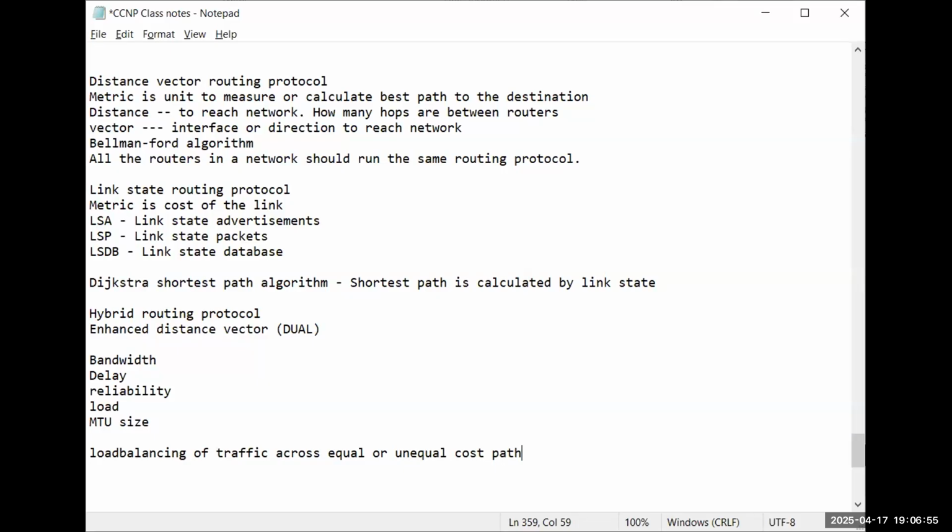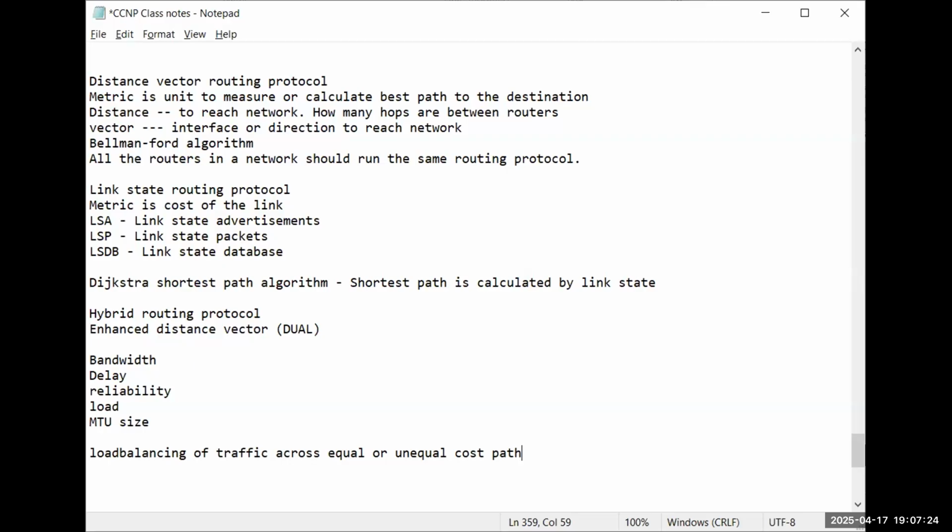What if that is going to fail? I should have an alternative link, right? So I can buy another link, but it can be of less cost or less bandwidth. Even if I purchase a link with less bandwidth, I can still share the network traffic on both the links. That is also possible in the enhanced distance vector.